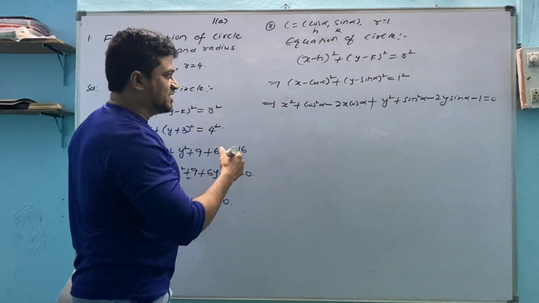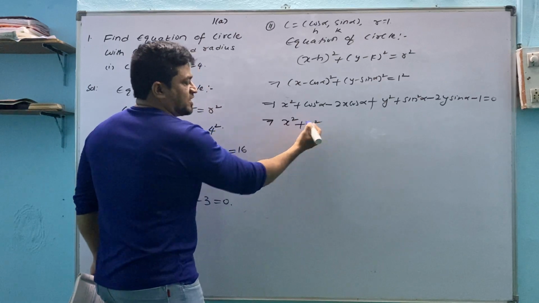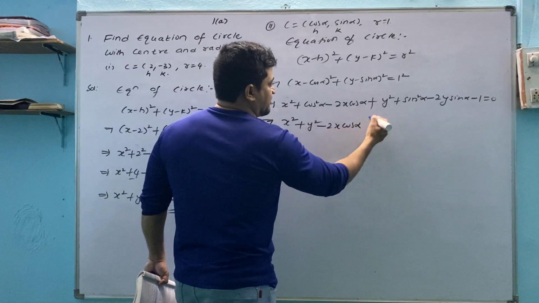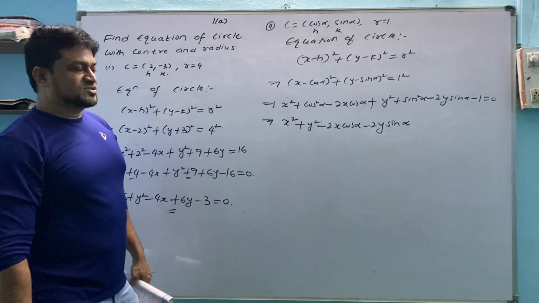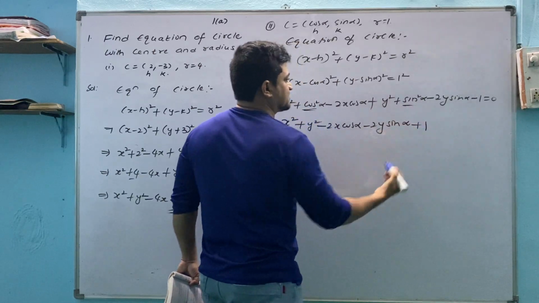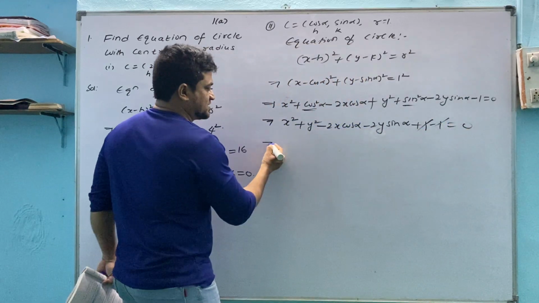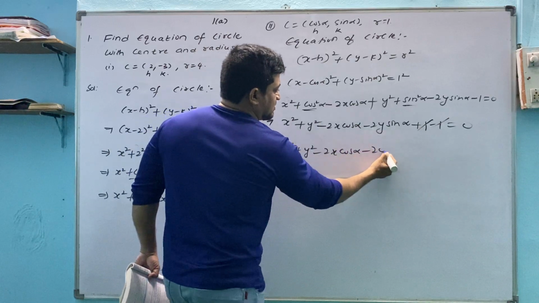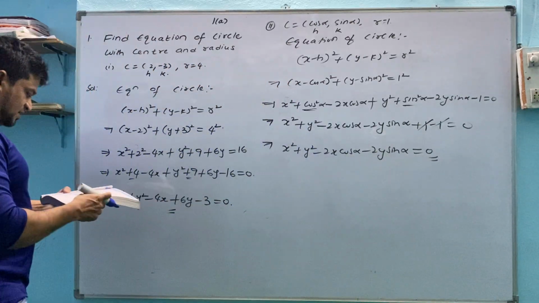Right side plus 1 comes to the left side. Now writing in order: x square and y square, then x term, minus 2x cos alpha, then y term, minus 2y sin alpha. Then you can write down the constants. So before writing constants, cos square plus sin square is 1. Then we have minus 1 equals to 0. Plus 1 minus 1 cancelled. Minus 2y sin alpha equals to 0 is the required equation of circle.